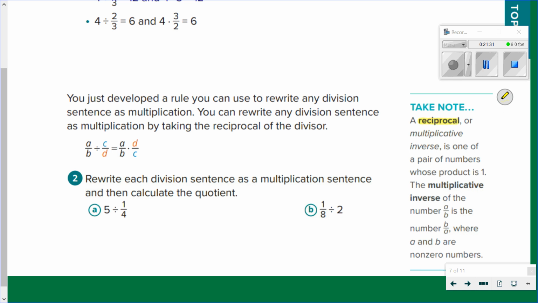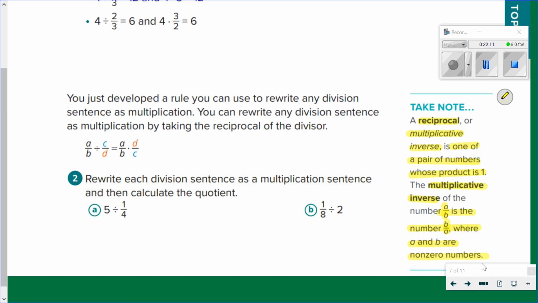So, a reciprocal or a multiplicative inverse, it's actually the same concept. Two names for the same thing. Is one of a pair of numbers whose product is 1. So a reciprocal is saying a number times another number that equals 1. Okay? The multiplicative inverse of a number a over b is the number b over a, where a and b are non-zero numbers. Okay? In other words, if I have a fraction, we'll say, for example, 2/3.